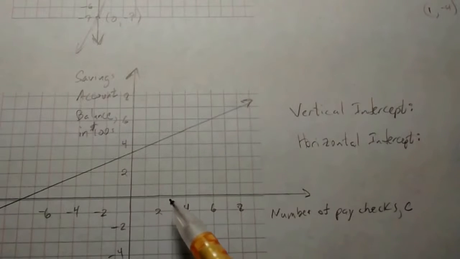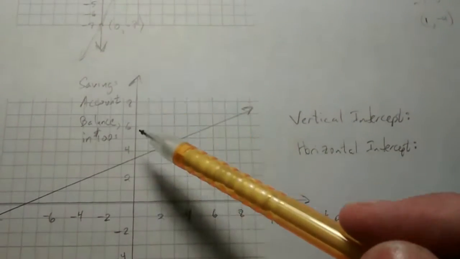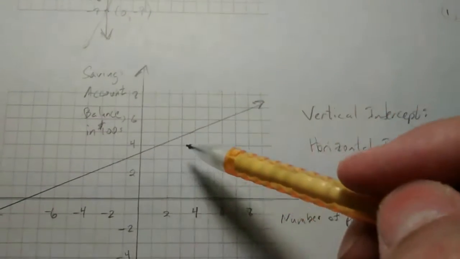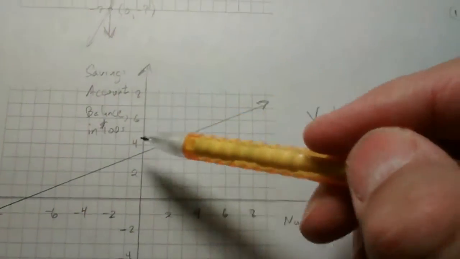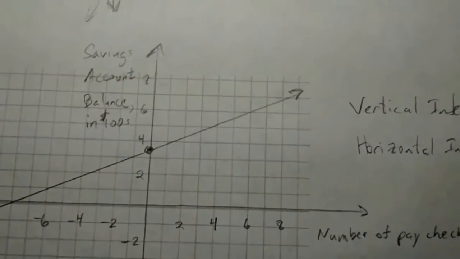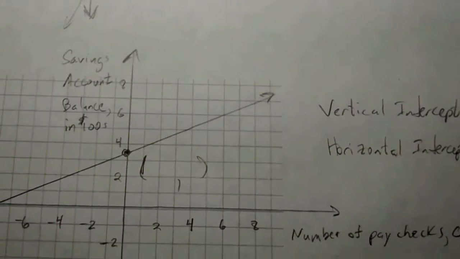So here the positive horizontal axis means the number of paychecks. Here the positive vertical axis means your account balance. So what we want to do is estimate these two intercepts. The vertical intercept is where this line crosses that axis. We see that that happens right there. So the idea here is just to estimate the coordinates of that point.